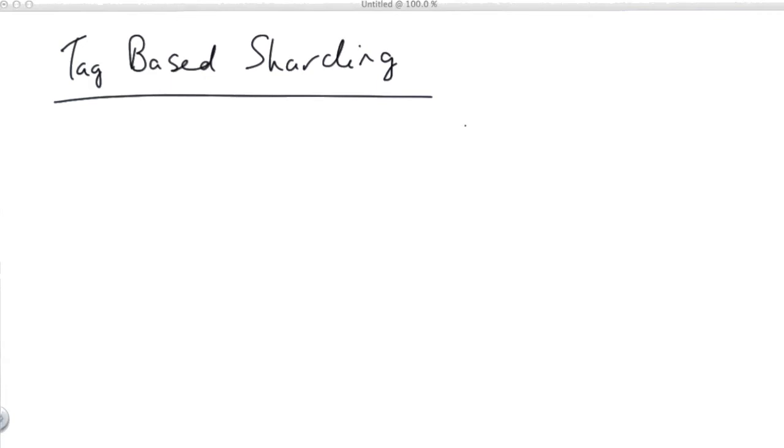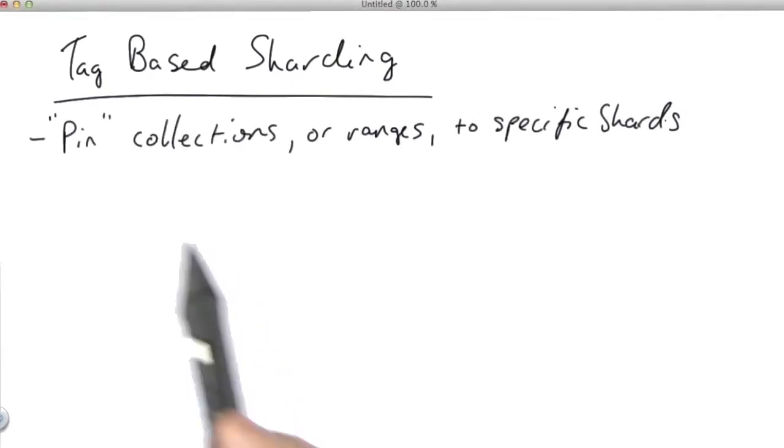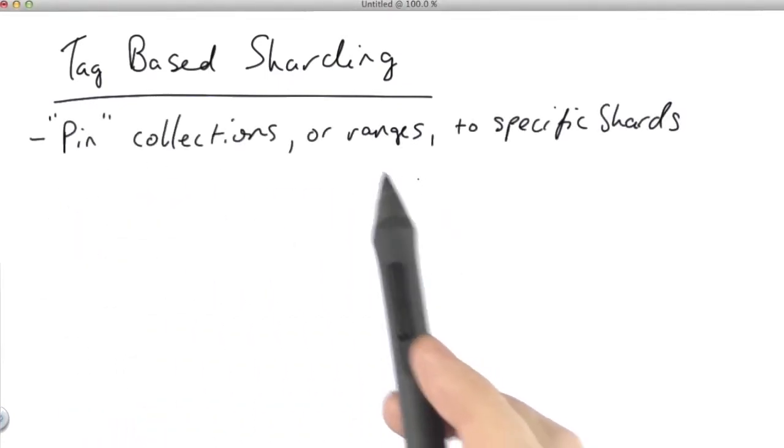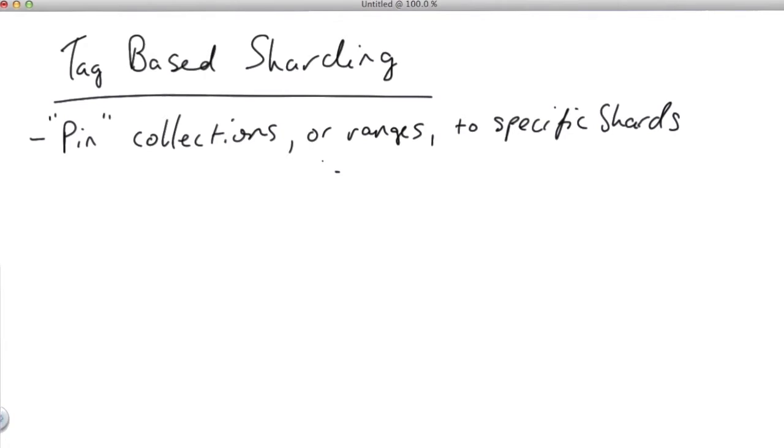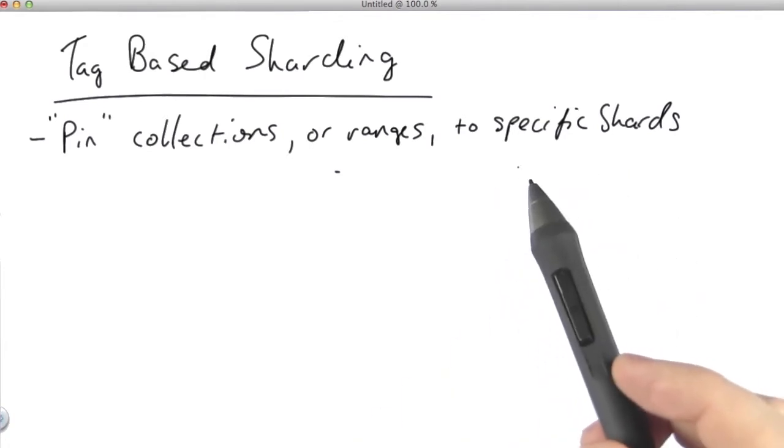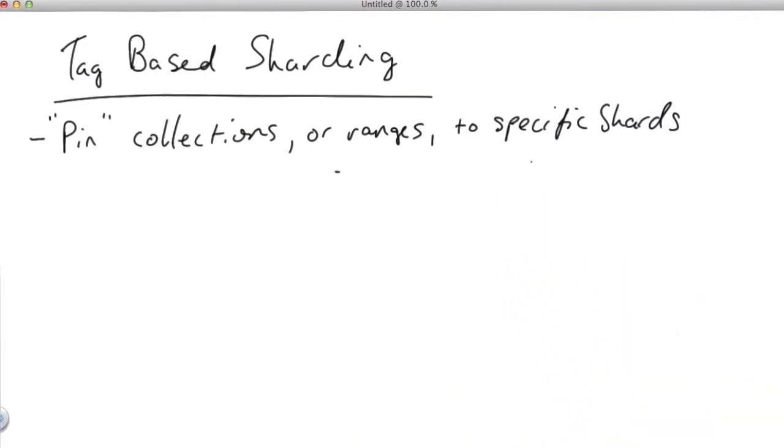Let's talk about tag-based sharding a little bit here, as it fits in with where we are in terms of the overall discussion on sharding. So tags are used when you want to pin collections, or just ranges, not entire collections of course, to a specific set of shards or to a particular shard. Why might you want to do that?